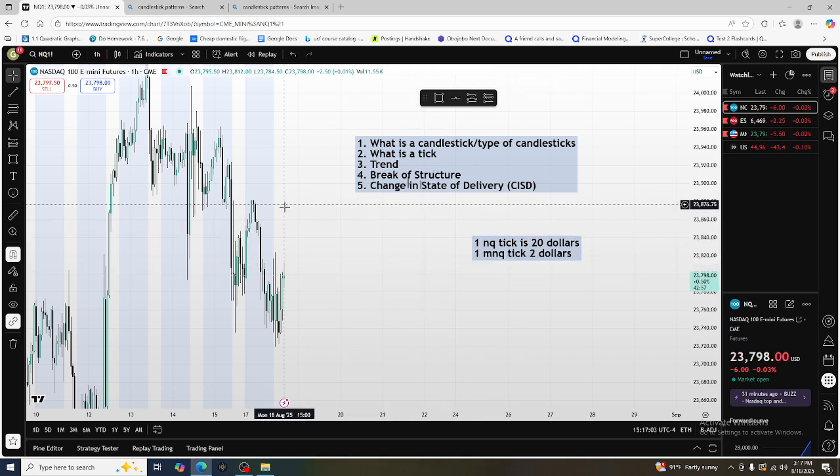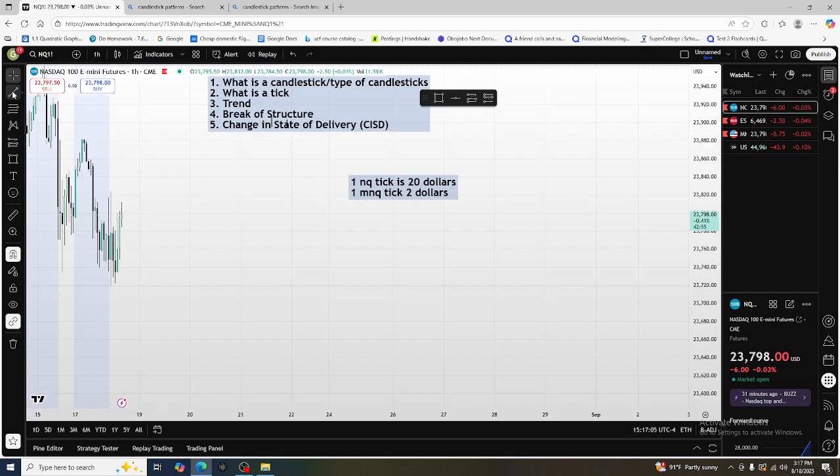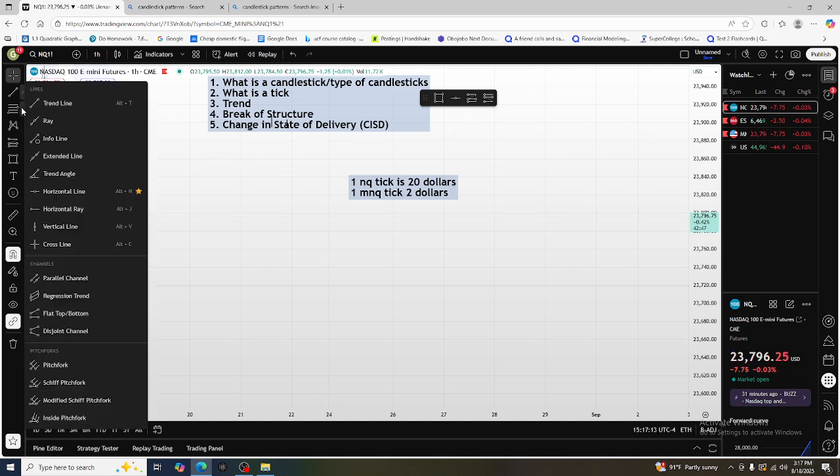Trend is very easy. Trend is basically exactly what it sounds like. Are we in a bullish trend or are we in a bearish trend? So if I put this on a line tool, here, let me draw this up.